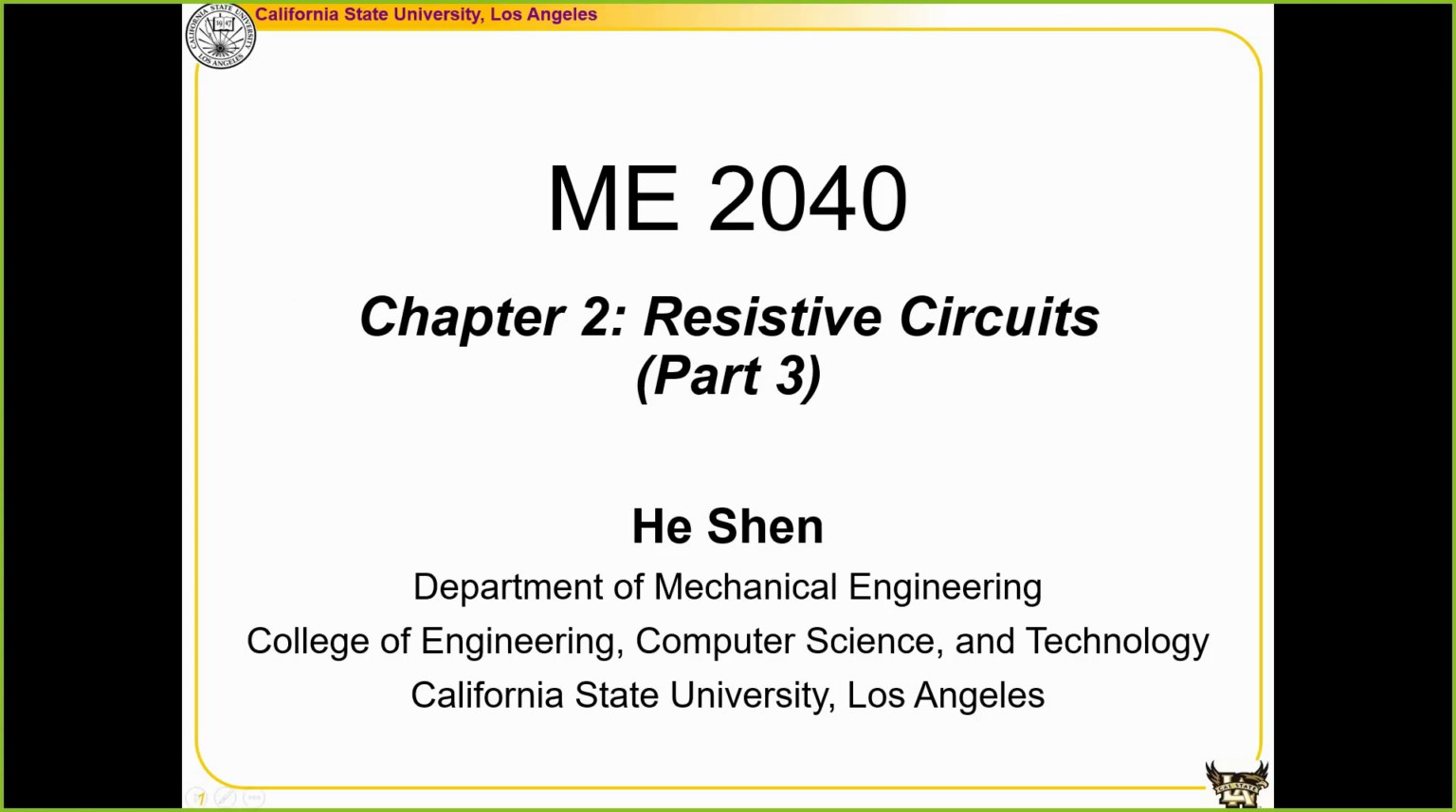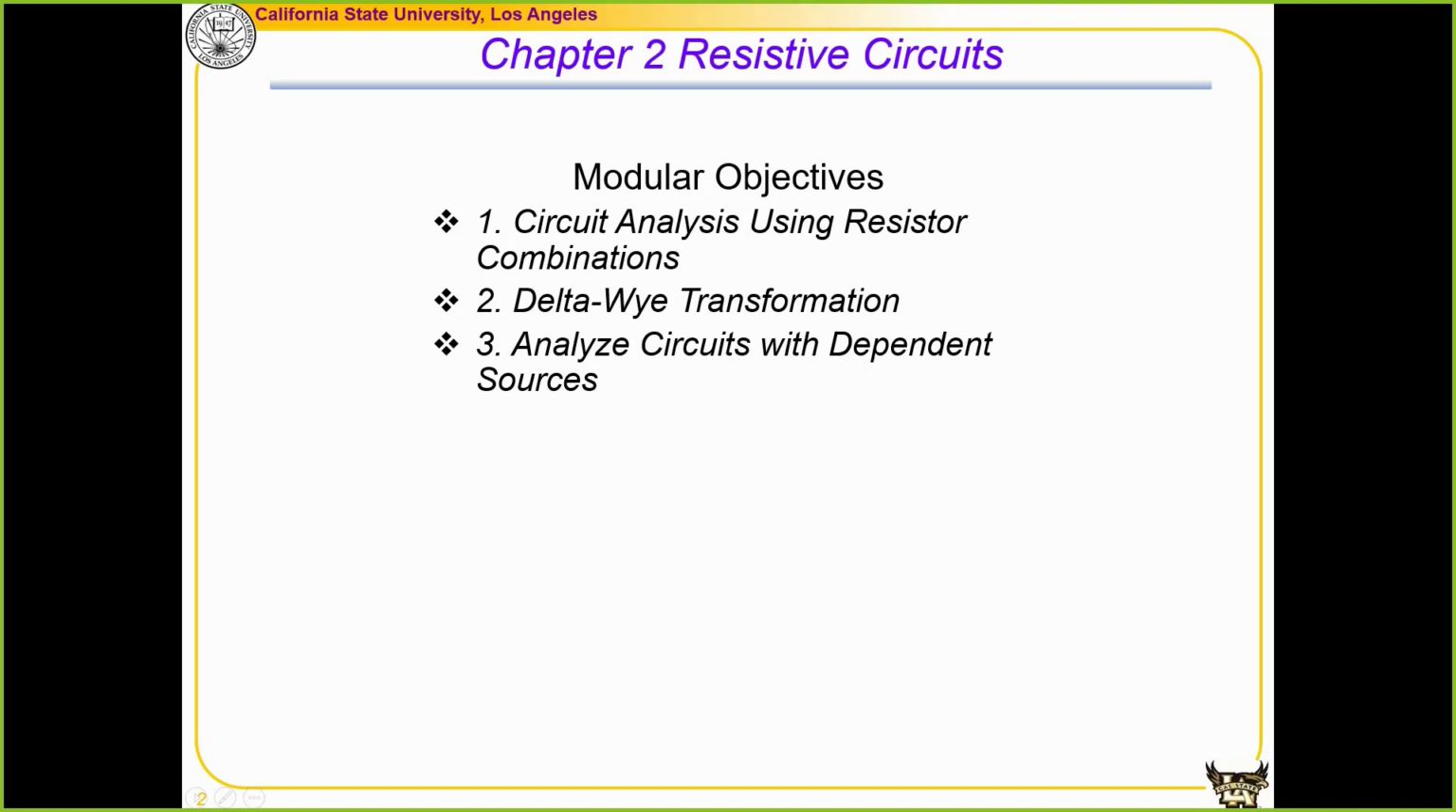Today we're going to talk about part 3 of chapter 2 about resistive circuits. The module objectives are as follows. The first one is circuit analysis using resistor combinations. The second topic is relatively new, that is delta-Y transformation. The next topic, item 3, is analyzing circuits with dependent sources.